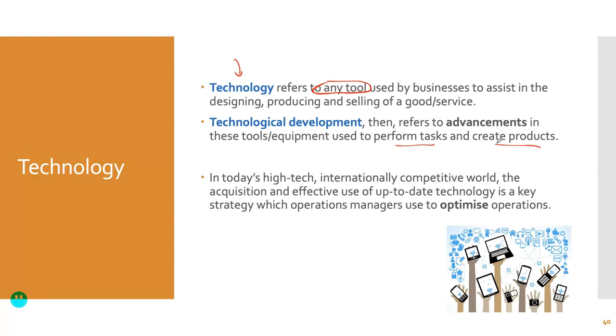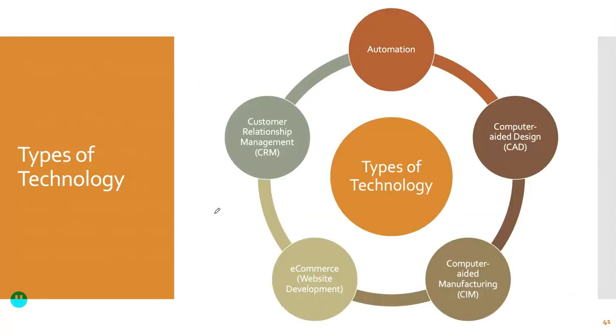And in today's high-tech, internationally competitive world, businesses that acquire and effectively use up-to-date technology are going to potentially optimize their operations. And hence, it is a key strategy of operations managers to adopt technology. Doesn't mean that it's all good. There are disadvantages that we're going to go through as well. But I do want us to understand technology has changed the way business is run and has changed the way operations is run. There are lots of different types of technology and different strategies.